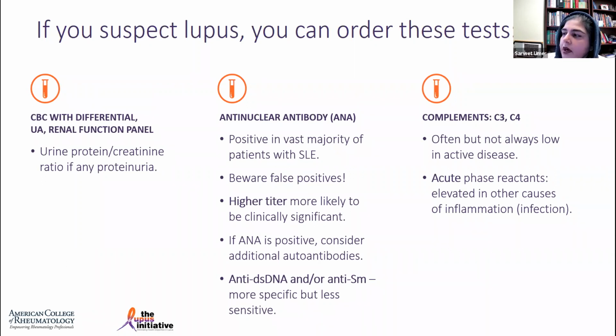They are often but not always low in active disease. They are acute phase reactants, so they may be high at the time of infection. So in my experience, lupus patients who will drop their complements have both C3 and C4 low at the time of their disease flare. The most common places where these complements get deposited are skin and kidney.